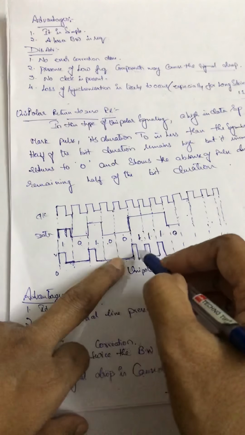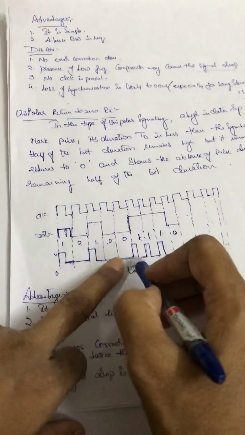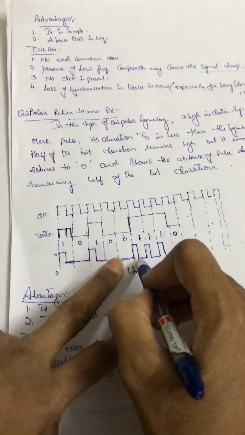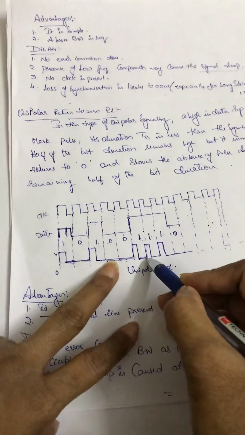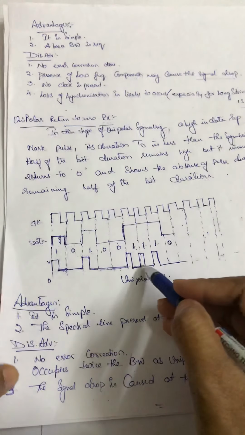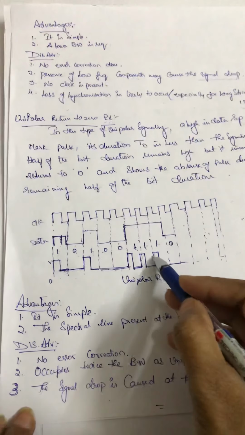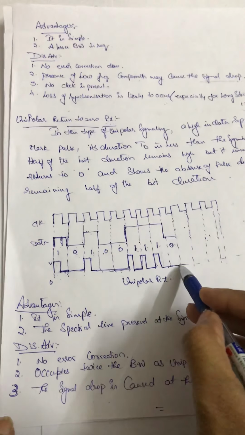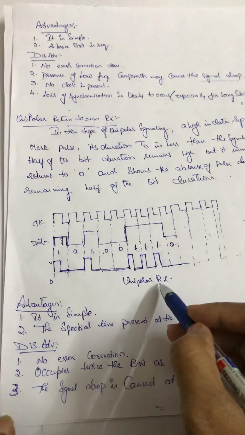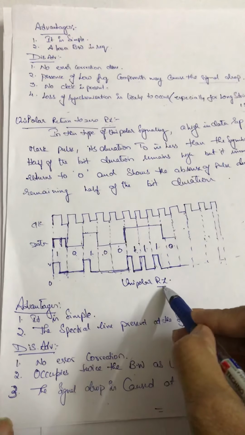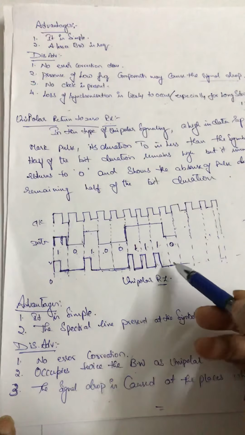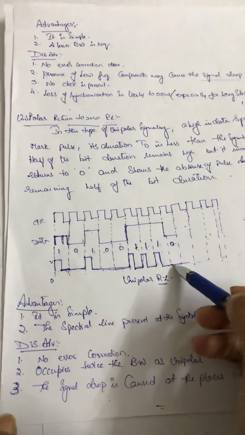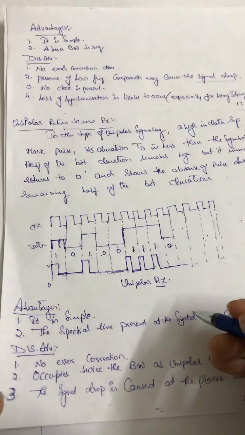The transition takes place in the middle of the bit only. So for half of the cycle we see a positive pulse, and next it returns to 0. Again positive, return to 0, positive, return to 0. Next again shows 0 voltage, and so on. RZ means that in the next half cycle it always comes to the 0 axis. That is the unipolar return to 0.